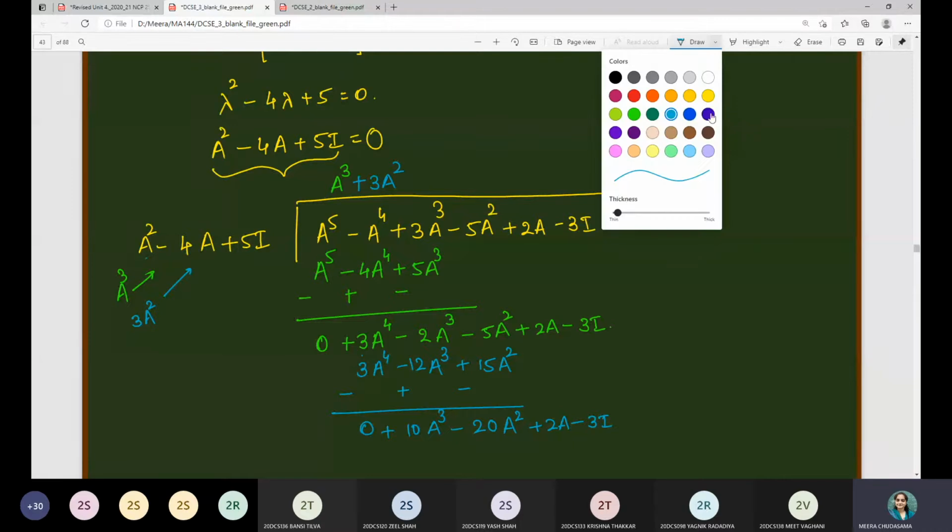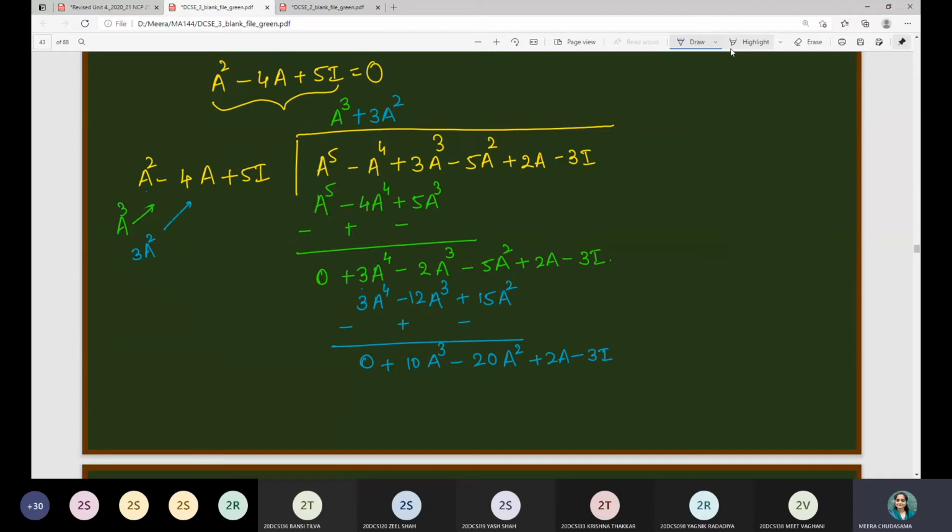Rest of the quantity I will write as it is. Now again, to make 2a cube 0, what should I consider as a quotient? 10a. So in that case, this one will be 10a cube minus 4a into 10a, that means it is minus 40a square.